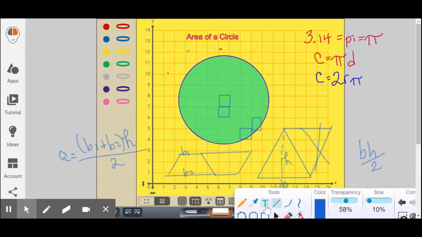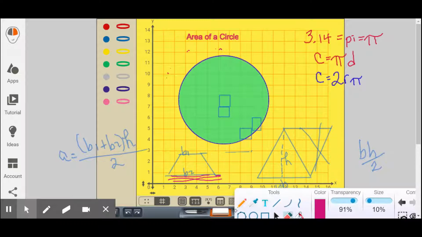So all we did was say, well, this right here is the base of my parallelogram. Where does it come from? It comes from my base 2 plus my base 1, and then I multiplied it by the height. And then we had to divide by 2 to get rid of half of the trapezoid.